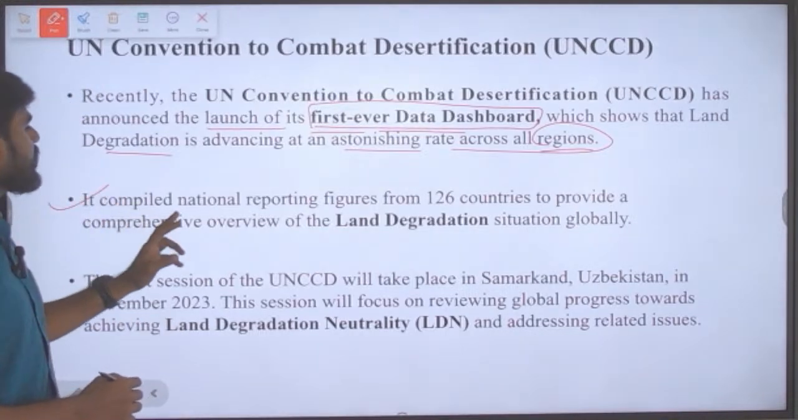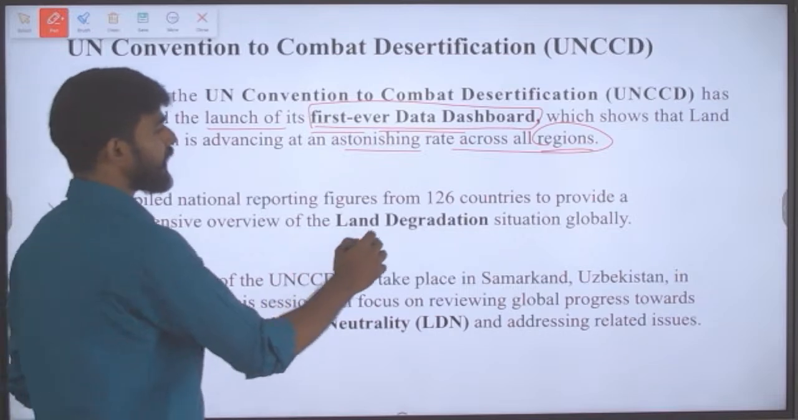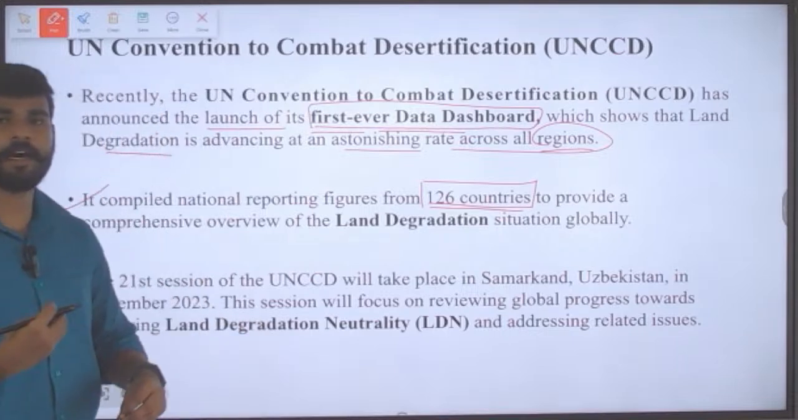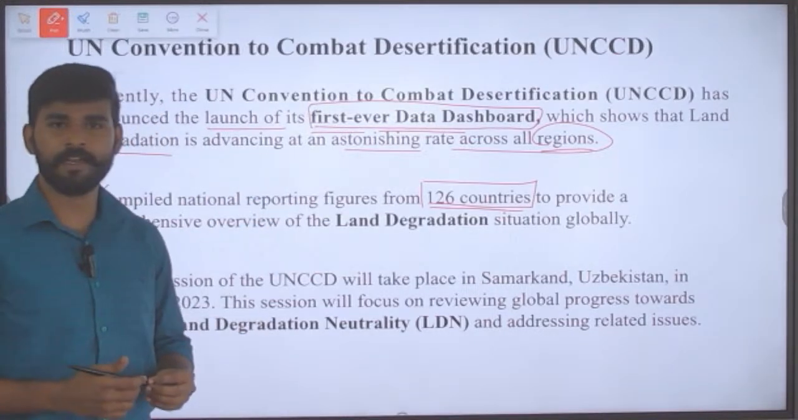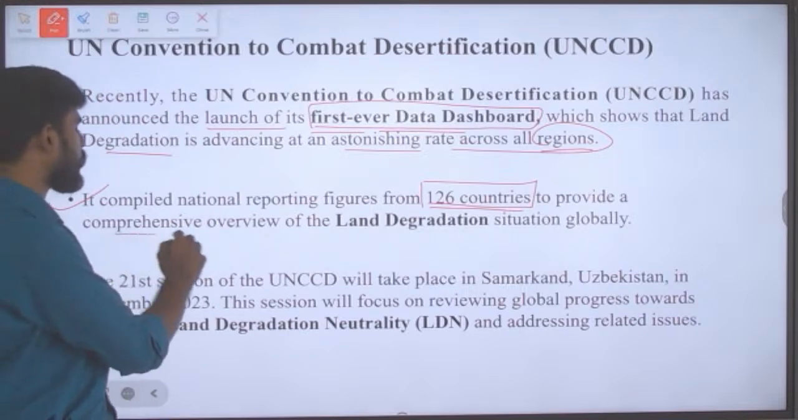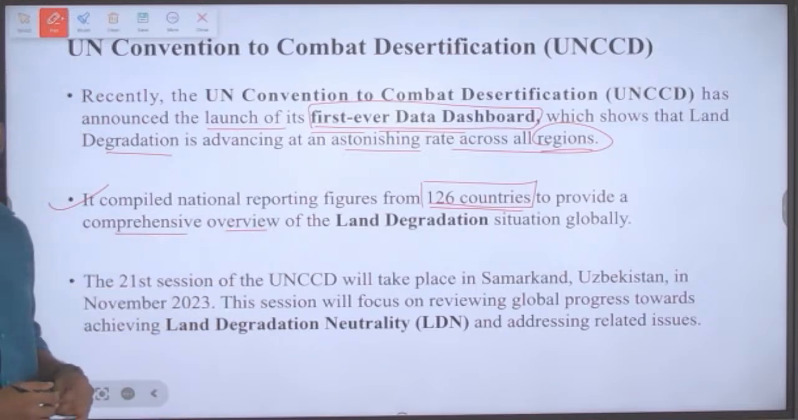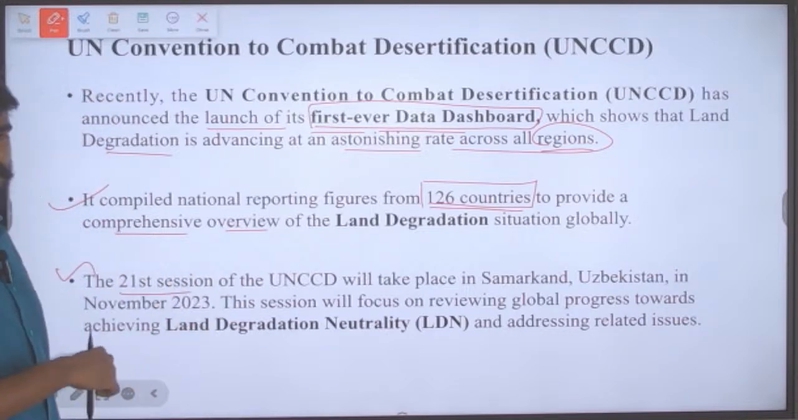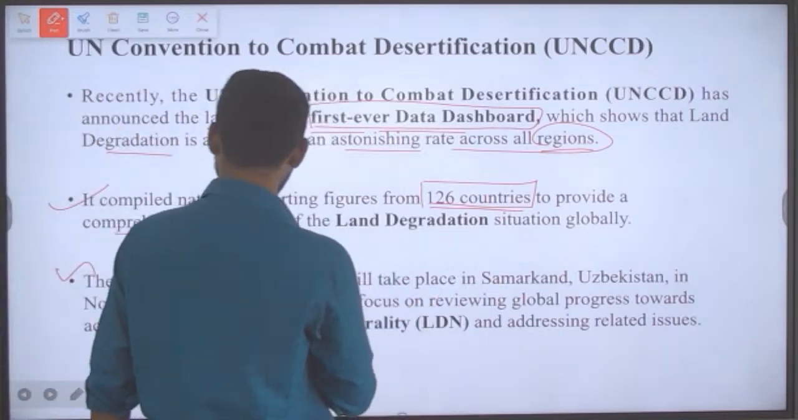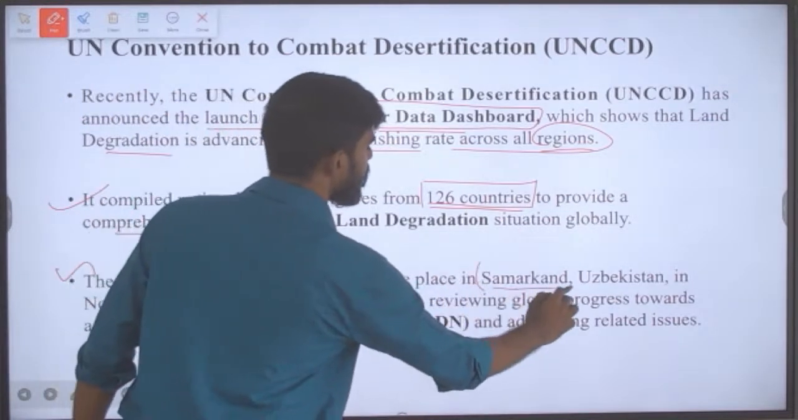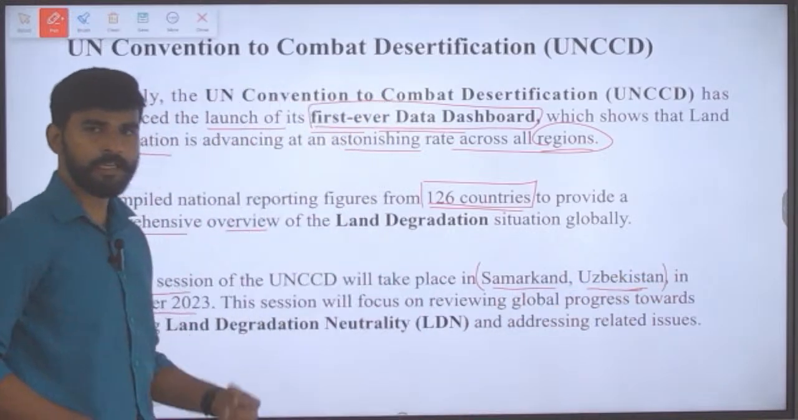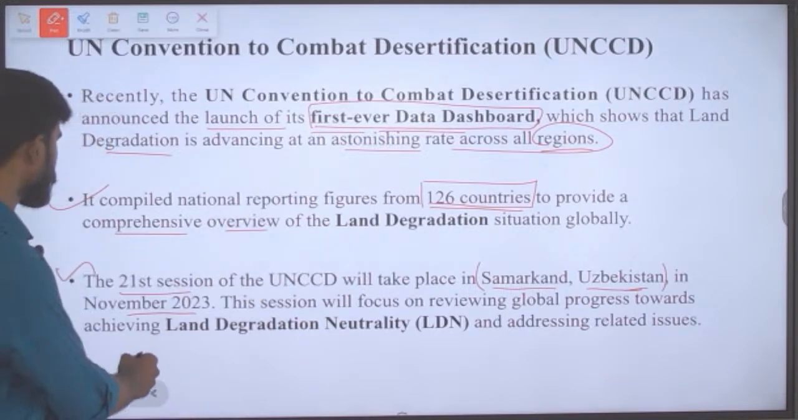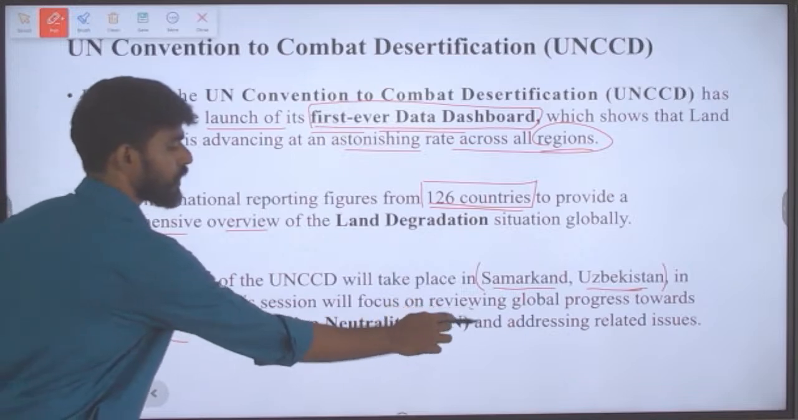It compiled the national reporting figures from 126 countries. So, 126 countries have given their data, and based on this data they have created a data dashboard, to provide a comprehensive overview of the land degradation situation globally. Next, the 21st session of this UNCCD will take place this year in November 2023 at Samarkand, Uzbekistan.